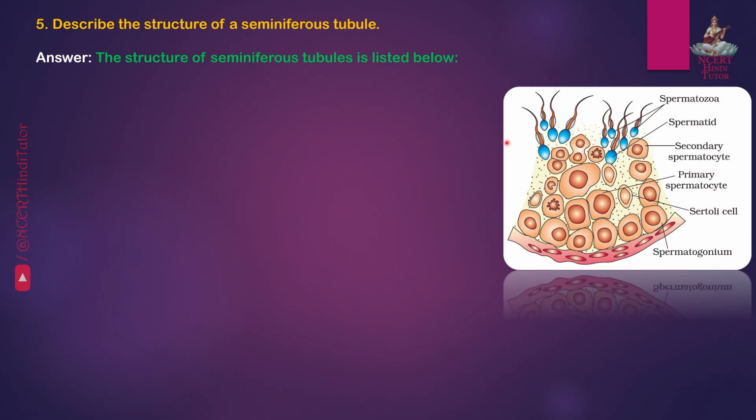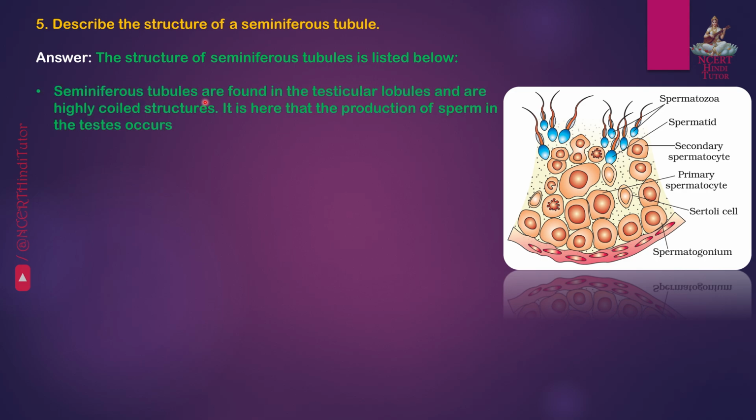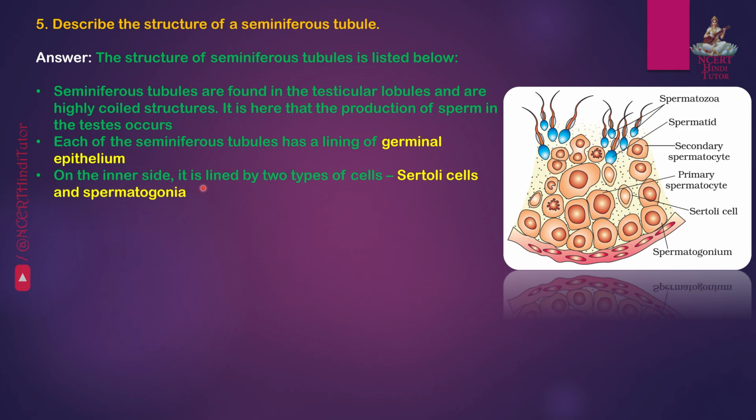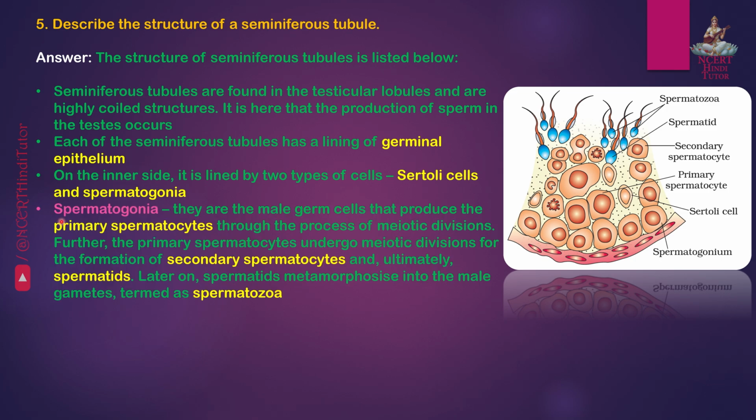So friends, this is the diagram. Seminiferous tubules are found in the testicular lobules and are highly coiled structures. It is here that the production of sperm in the testis occurs. Next, each of the seminiferous tubules has a lining of germinal epithelium. Next, on the inner side, it is lined by two types of cells, Sertoli cells and spermatogonia. So friends, this is the Sertoli cell and this is spermatogonium.